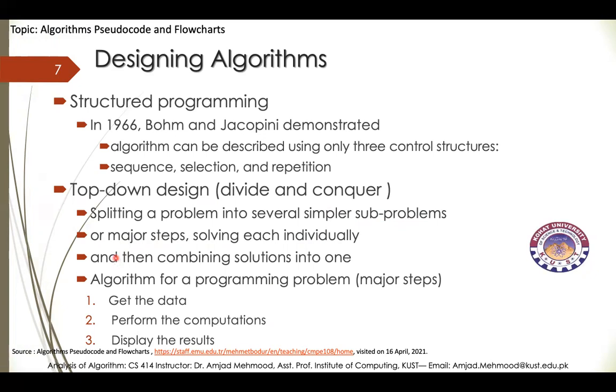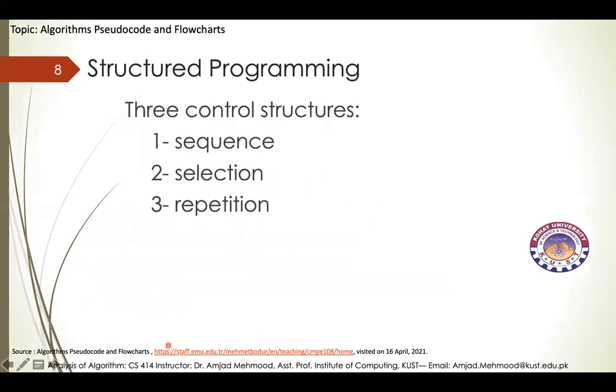So if you have a big problem, what you do is split the big problem into small problems, and then solve each small problem separately, and then you combine the solutions into one. This is what we call divide and conquer. Algorithm for programming: get the data, perform the computation, and then display the results. Now, in structured programming, there are three controls: sequence, selection, and repetition. So now we will discuss each in detail.